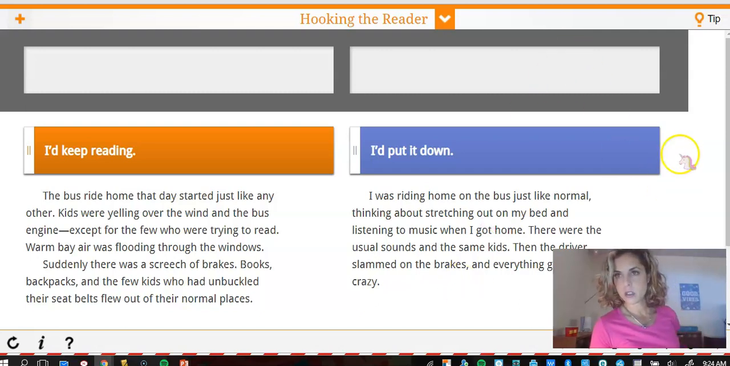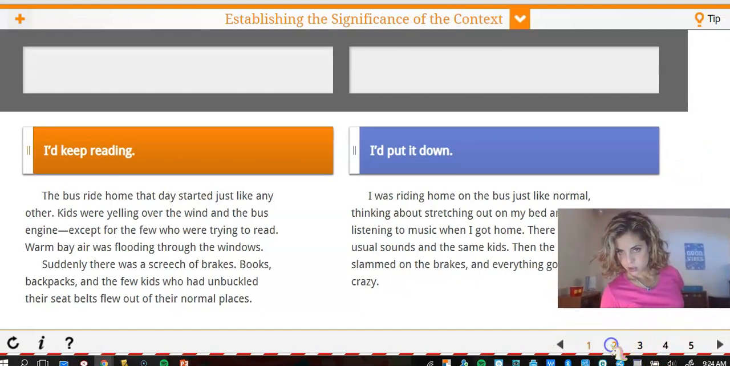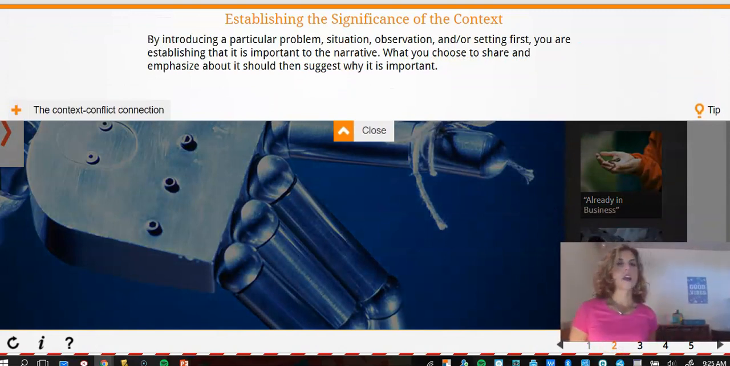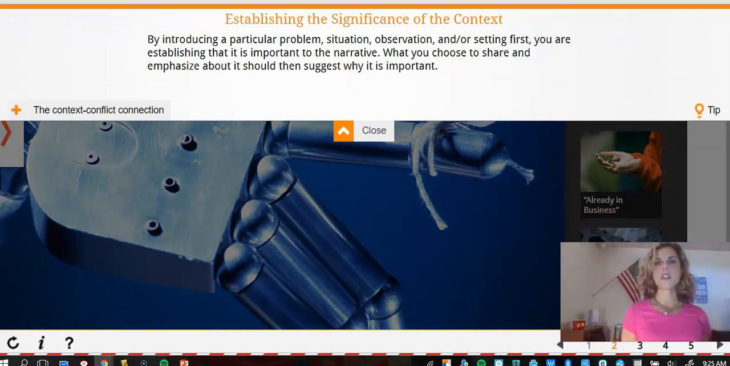Let's go to the next one. All right, let's read this together. Establishing the significance of the context. By introducing a particular problem, situation, observation, and/or setting first, you are establishing that it is important to the narrative. What you choose to share and emphasize about it should suggest why it is important.